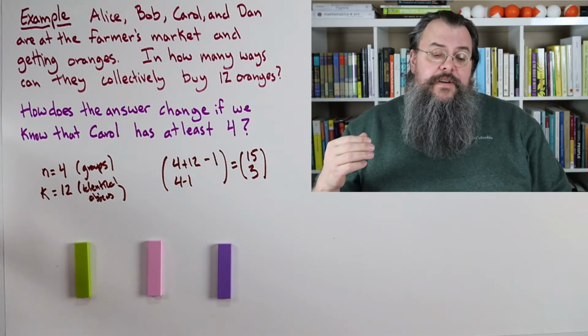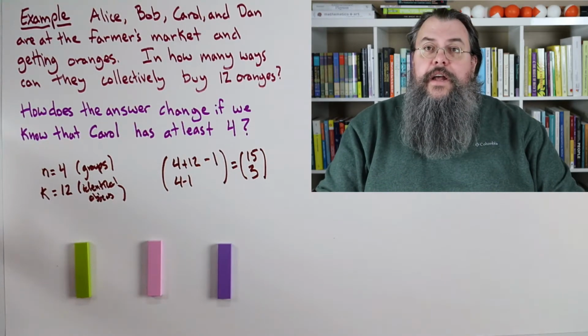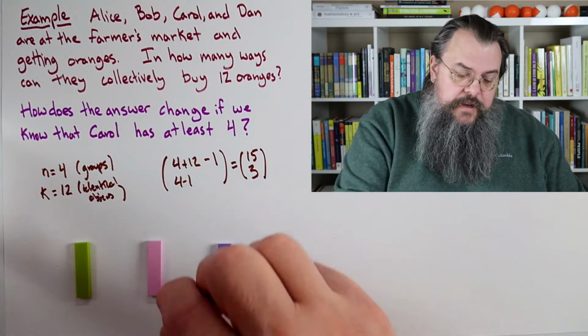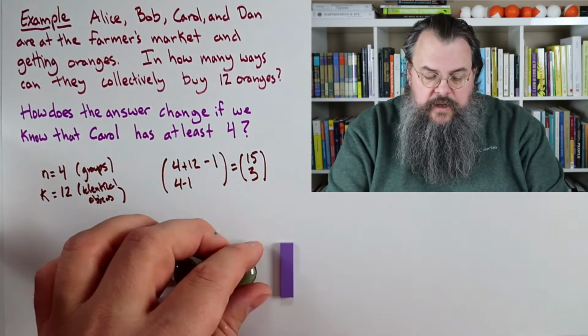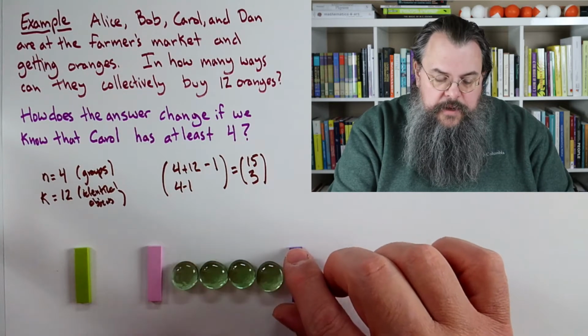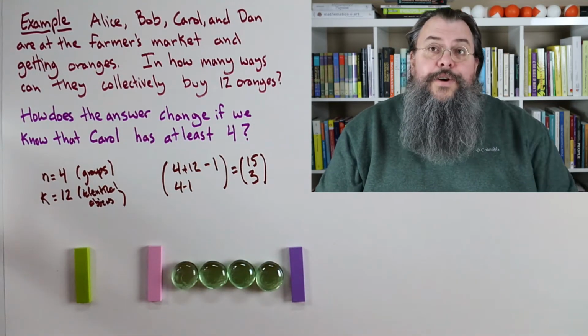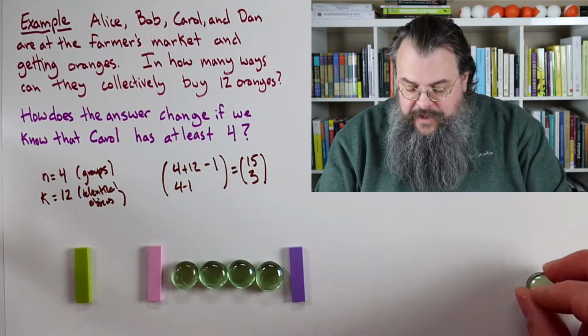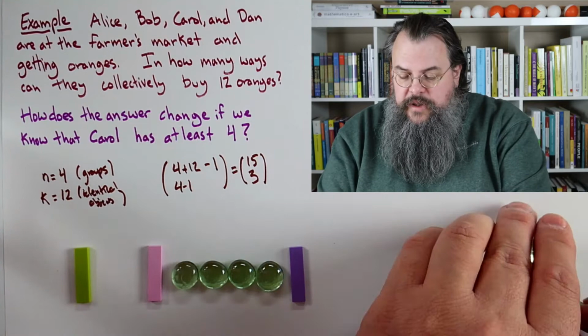So maybe we can think of it as Carol went in at the very start of the farmer's market and grabbed 4 oranges. All right, great. So we'll throw some oranges into Carol's slot. So already, there we go. And of course, what's left? Well, the answer is we still have 8 oranges left. So there's a collection of 8 objects over here that haven't been placed.